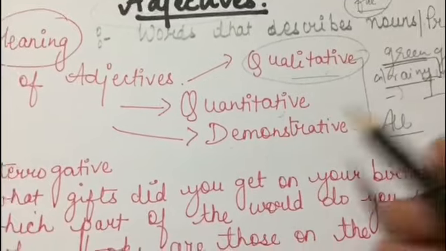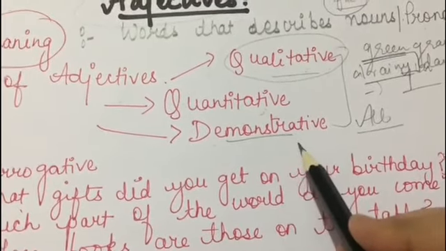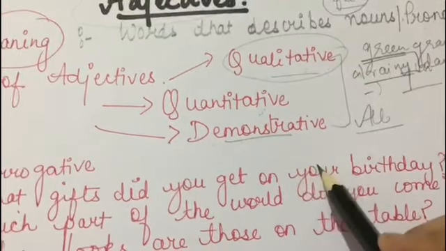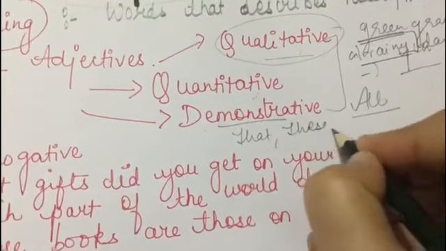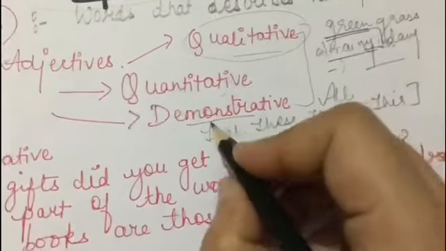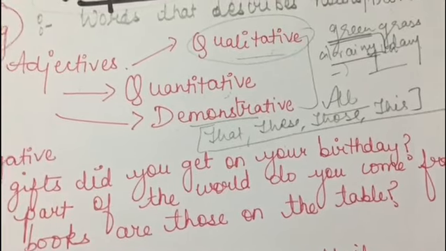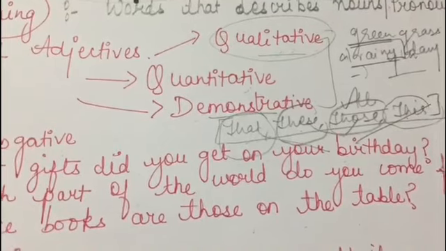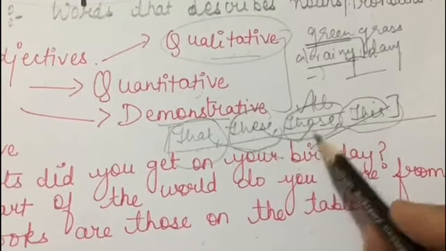Next come demonstrative adjectives. So the word demonstrative is formed from the word demonstrate, which also means to show, indicate or point out. And the words like that, these, those and this. These are the 4 words that are used as demonstrative adjectives so that we can show or indicate or point out something. Okay. So class, basically the demonstrative adjectives are that, these, those and this.